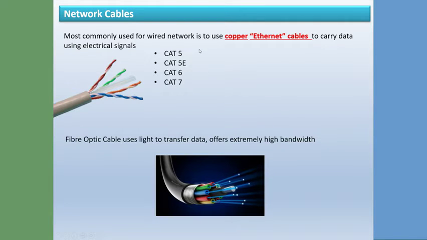Different types of cable. We have copper cable: Cat5, Cat5e, Cat6. It's twisted pair cable. It uses copper, and it carries electrical signals through that cable. Fiber optic, however, uses light. It beams a beam of light down that cable from one end to the other. It offers extremely high bandwidth, so that means we can send a lot more data down a fiber cable than we can down a copper cable.